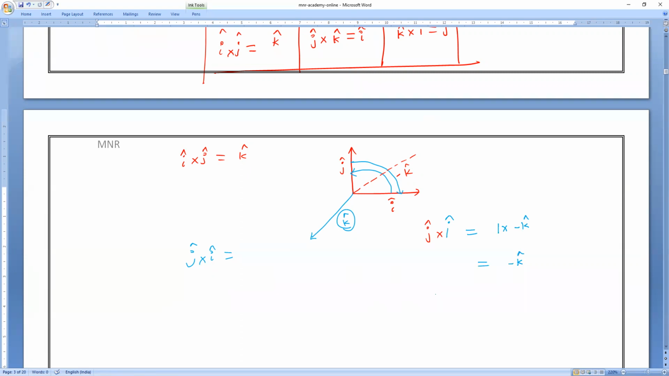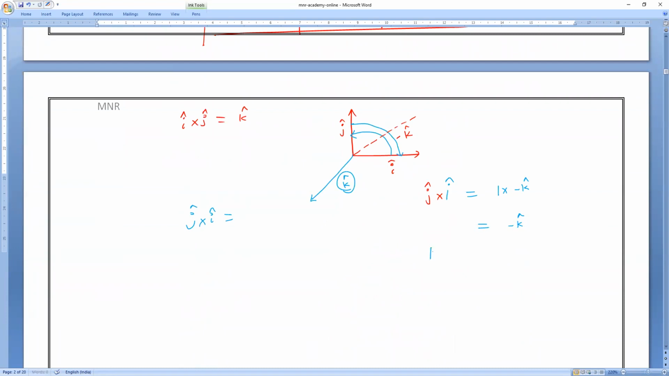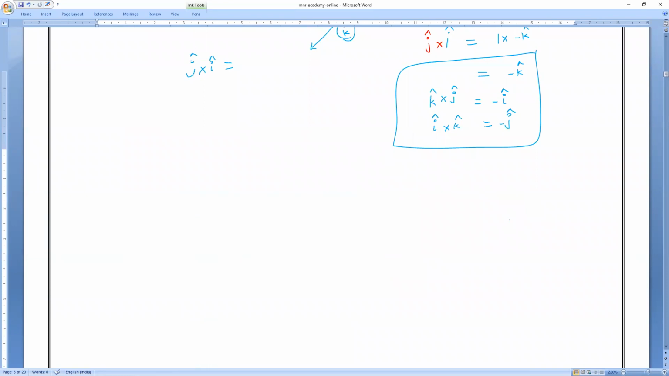Everybody? Now, same way, J into K, what did we get? I cap. Now, K into J, what will come? K cap cross J cap, what will come? Everybody, minus I cap. Same way, K cap into I cap, we got J. Now, I cap into K cap, what will come? Minus J. Understand, Laksha? Very, very important thing. If you know this, in numericals definitely one question will come. Are you clear, everybody? Understood?